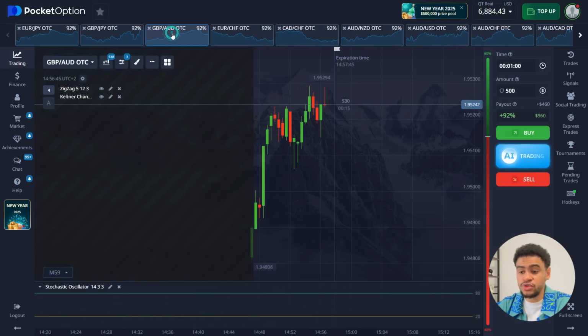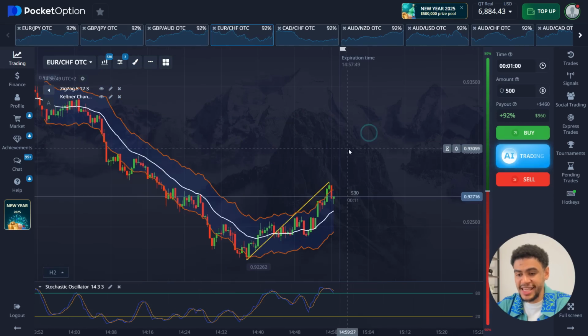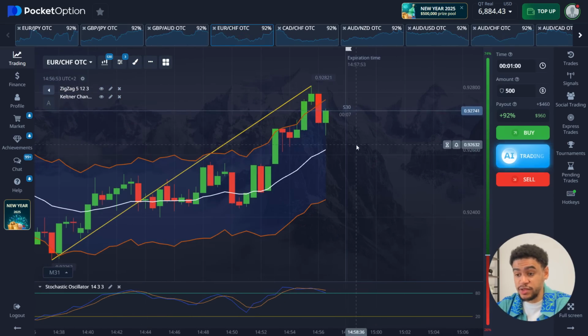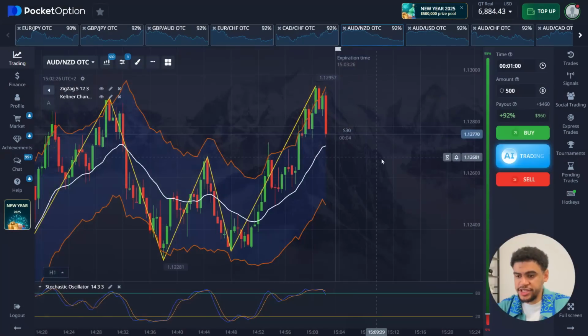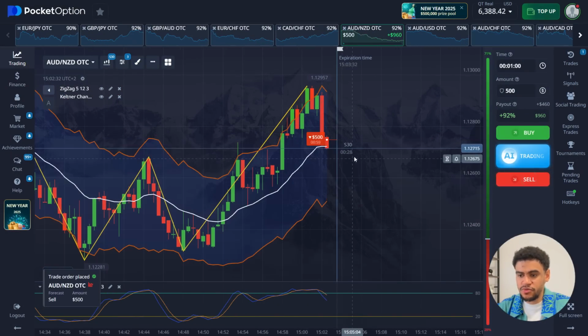However, I want to do another trade, and I want to find another situation that we can dissect, and that I can explain why I took a trade. So I want to find a different one, not the one we already traded on. Here, I like what I'm seeing right here. I'm going to place a sell position in just a second right now.